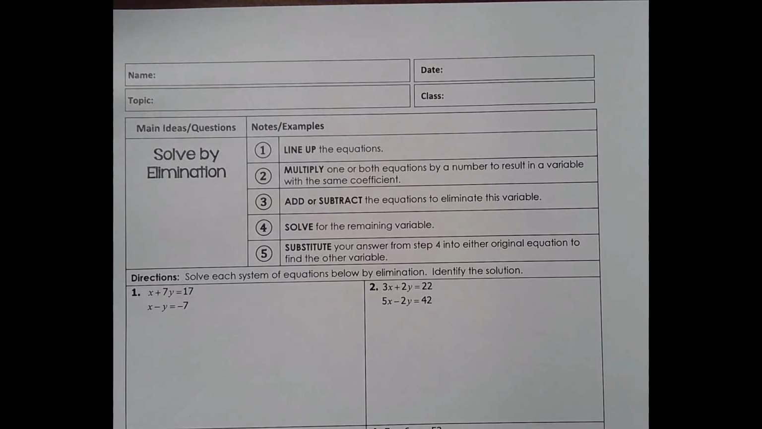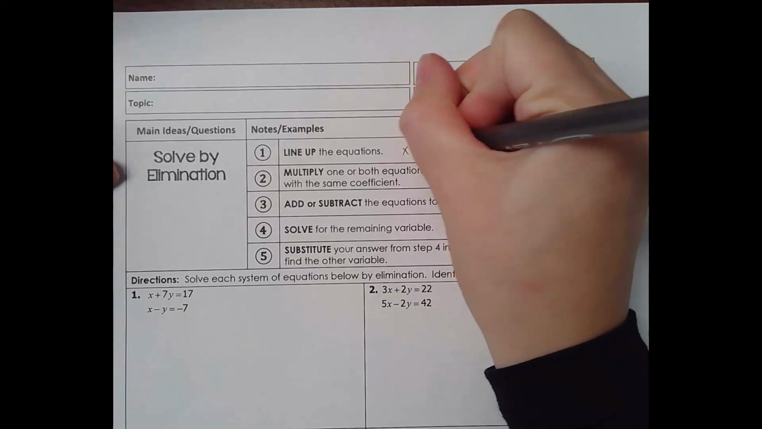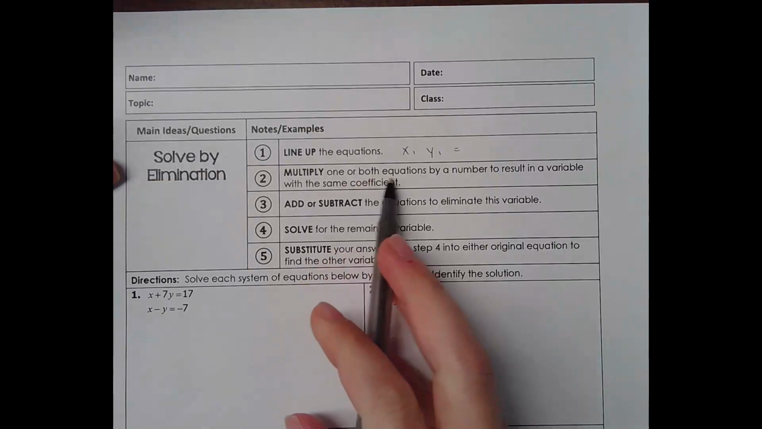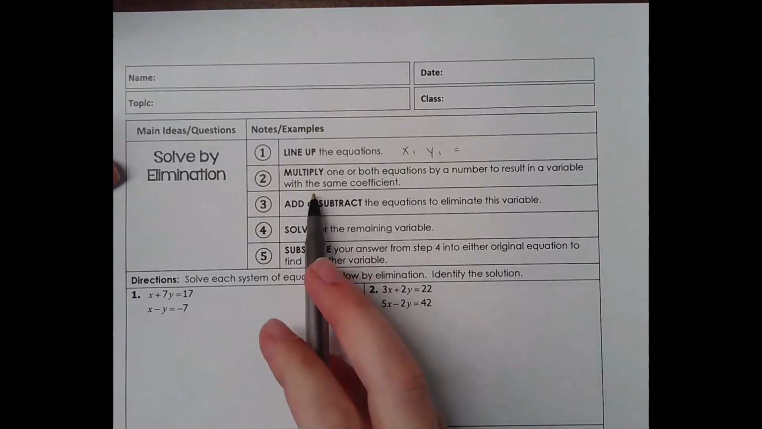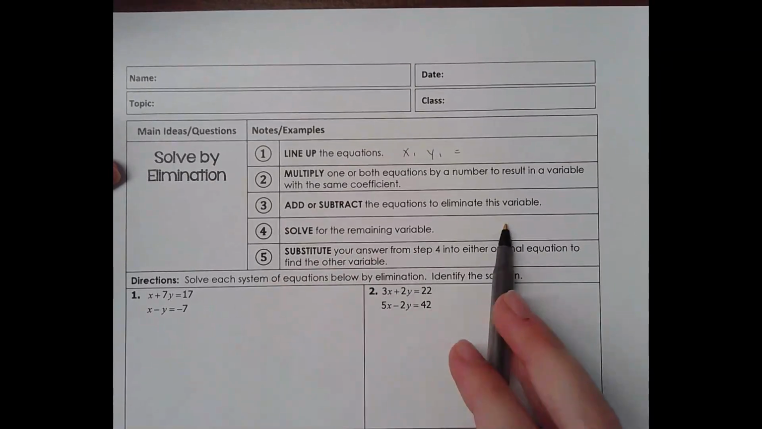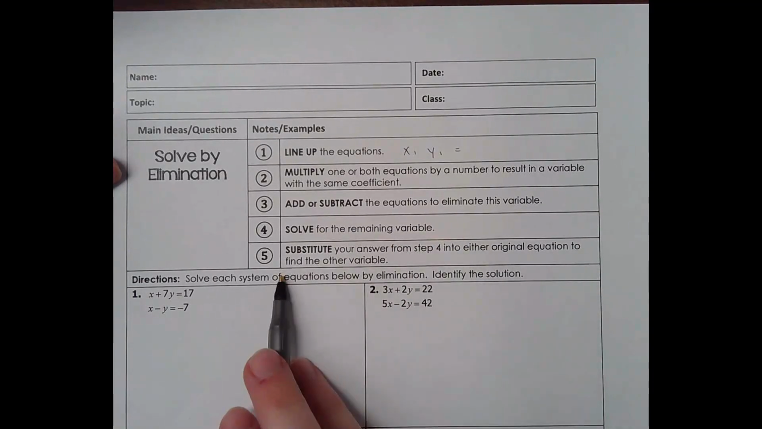Systems by graphing and substitution. Now we're going to solve by elimination. First, we have to line up the equations with your x's and y's and equal signs. Then you multiply one or both equations by a number to result in a variable with the same coefficient. Add or subtract the equations. I tend to always add and just negate a whole equation. Solve for the remaining variable and substitute it in.